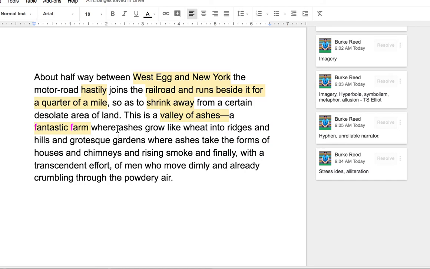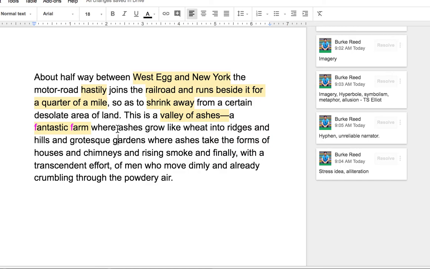And if you really want to go deep in here and talk about all these different examples of wheat and grotesque gardens and houses and chimneys, you could probably go on and talk a lot more about how these are neighborhoods that are impoverished, or tie that back to the bigger pictures and themes of new money, old money, or appearance versus reality. But what I'd like to focus on more specifically is the sound devices, because that's something that a lot of students typically glaze over in their analysis.